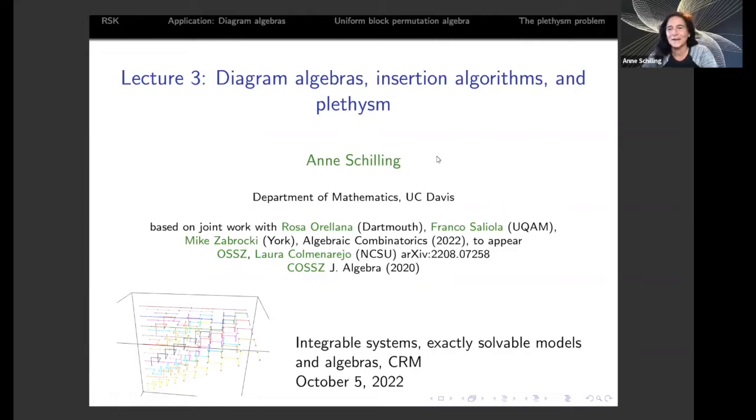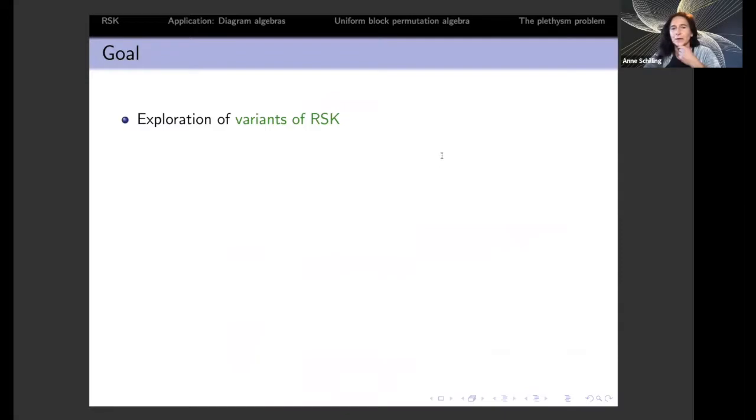Today I'm going to talk about some joint work with Rosa Orellana, Franco Saliola, Mike Zabrocki, and partially also with Laura Colmenarejo. These are multiple papers, and it will be slightly different from last time, but hopefully at the end we will circle back to the crystals. What I want to talk about today are some variants of RSK.